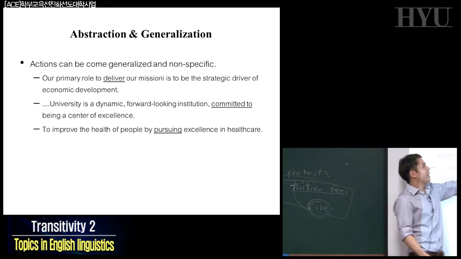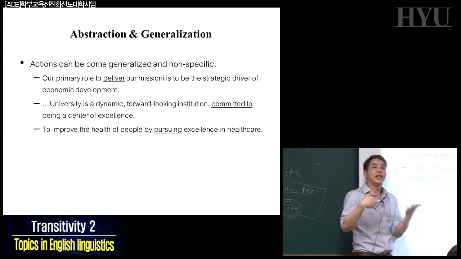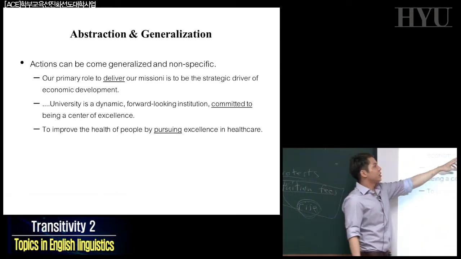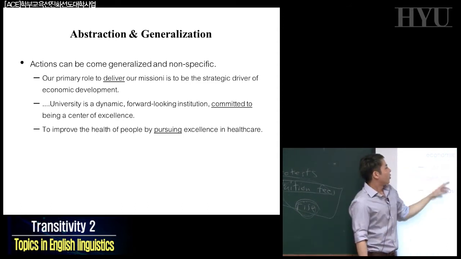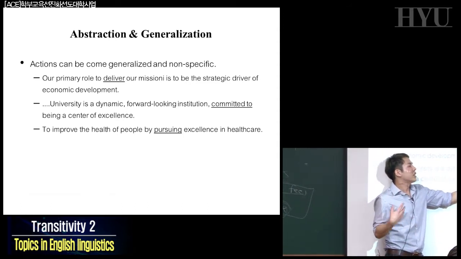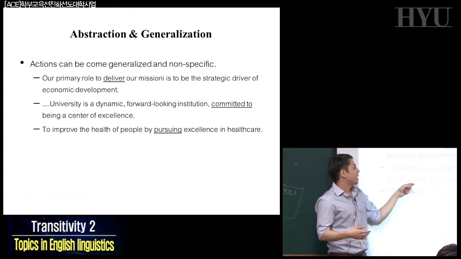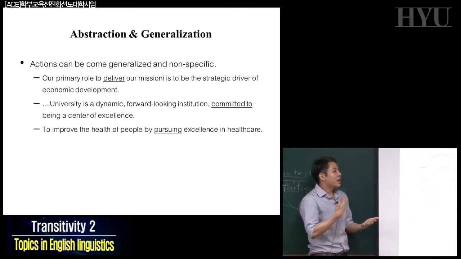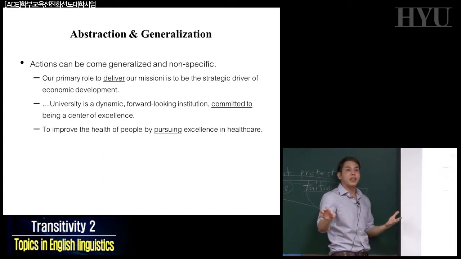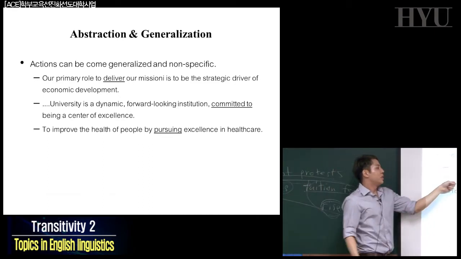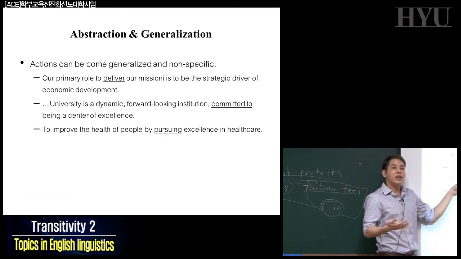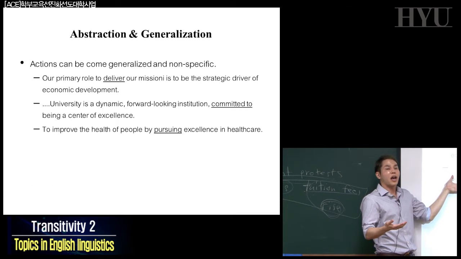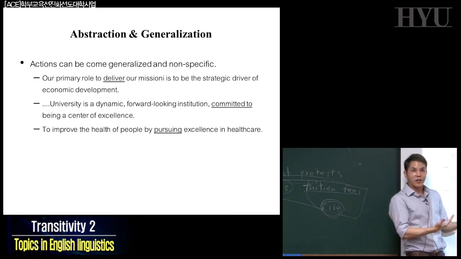We know only that they would deliver the mission, but how do they deliver it, or what exactly is being done here? We are not told. So this is what we call abstraction. Or the university is a dynamic, forward-looking institution committed to being a center of excellence. So what is actually being done here? When you say that you are committed to doing something, right? When you say you are committed to doing something, what are you actually doing? Are we told of what they are doing? No, we are not. So this kind of thing sounds good, right?